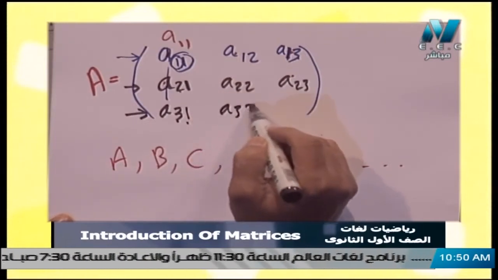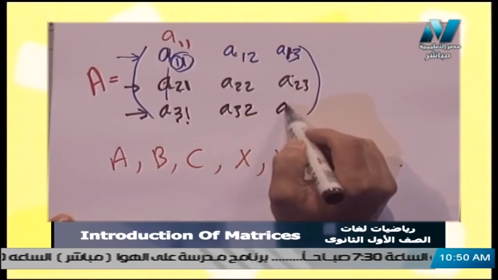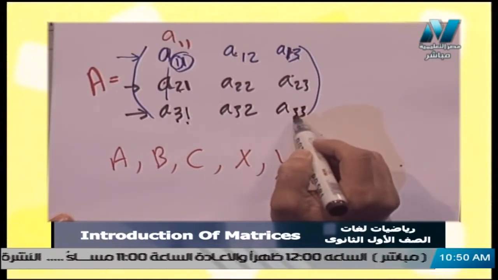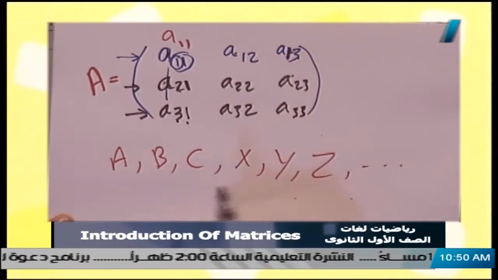A32 because we have row number 3 and column number 2. A33 because we are here in the third row and third column. Okay?